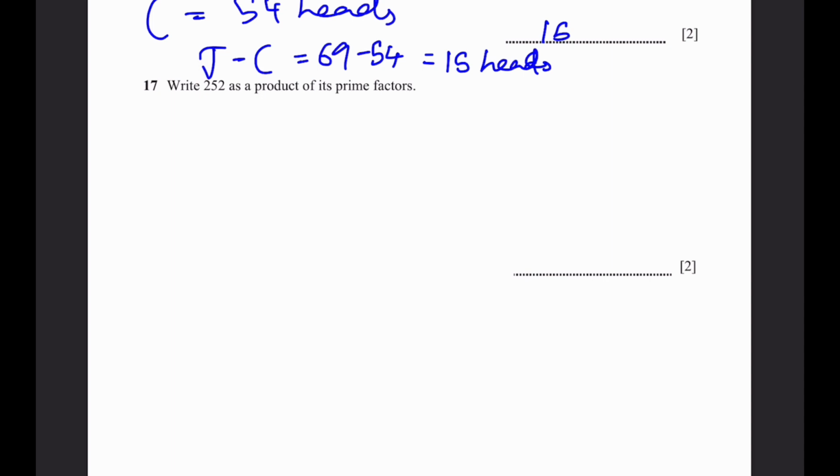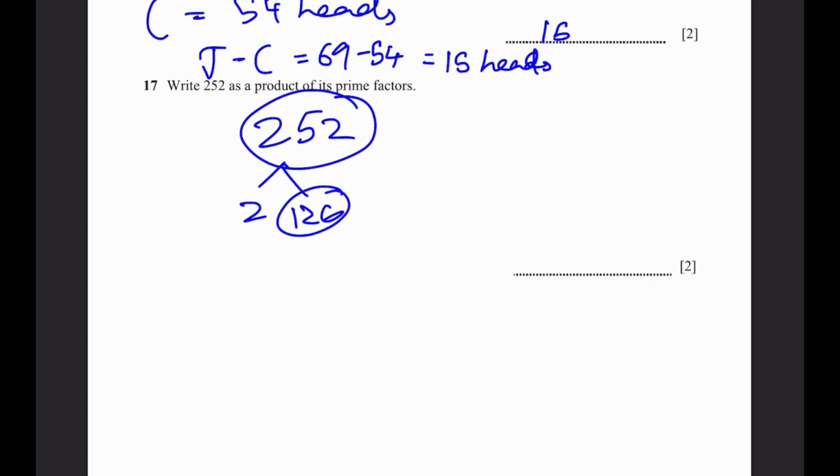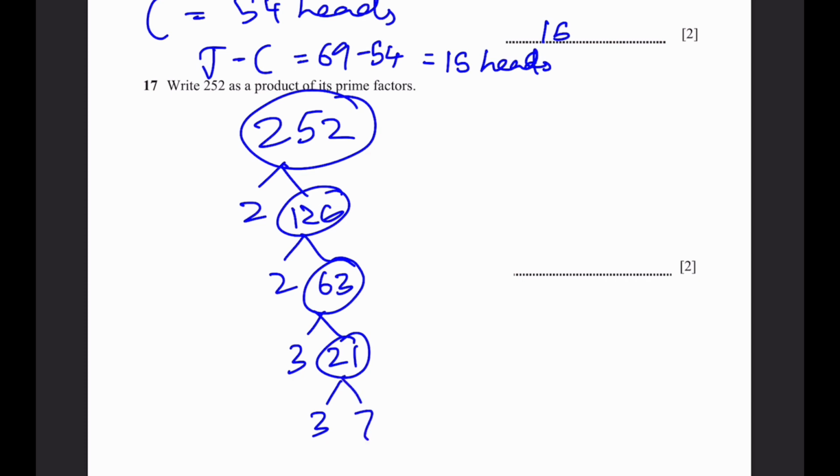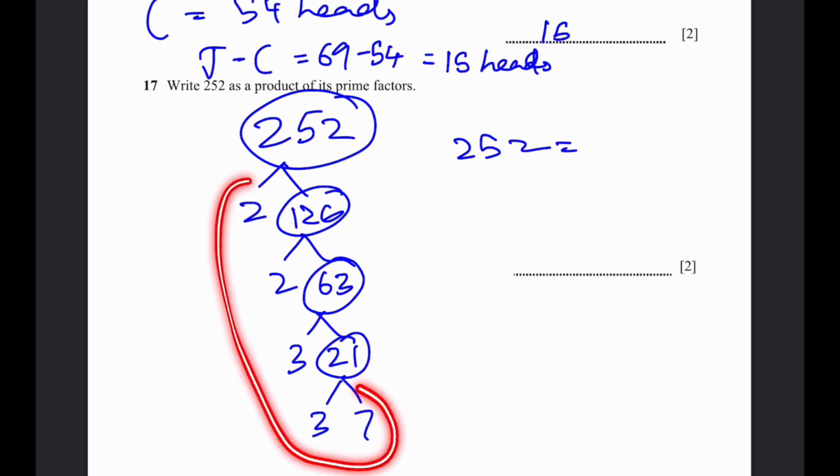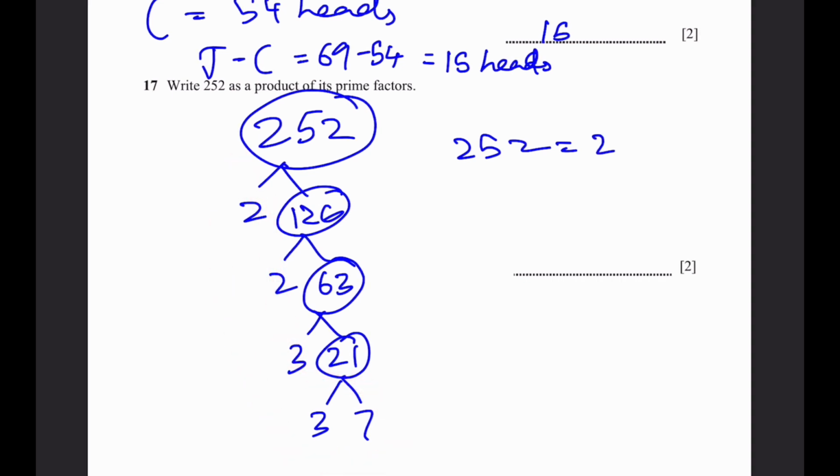Write 252 as the product of its prime factors. We can put 252 at the top of the factor tree and factorize it using prime factors. 2 multiplied by 126. And then we can factorize this: 2 multiplied by 63. This one will be 3 multiplied by 21. This one will be 3 multiplied by 7. And finally, we have all primes. So 252 is equal to all the numbers which are not circled. So 2 into 2, which is 2 squared, multiplied by 3 into 3, which is 3 squared, multiplied by 7. That's the answer.